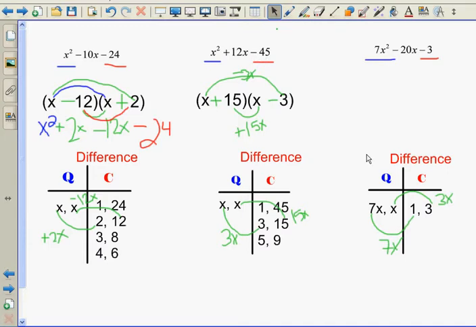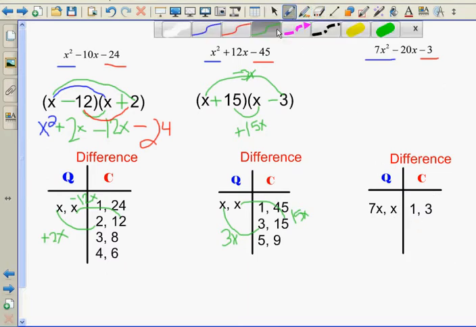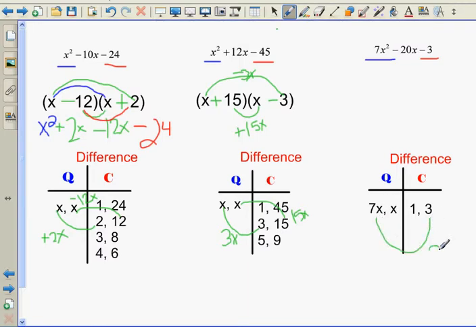Maybe instead of doing that, let's erase that real quick. Instead of doing 7 with 1, let's do the 7x with the 3, which would be 7 times 3, a 21x. And then the single x with the 1, which would be a 1x. And then 21 and 1 do have a difference of 20. So this is the way I want it to be. So we have to be careful with this.